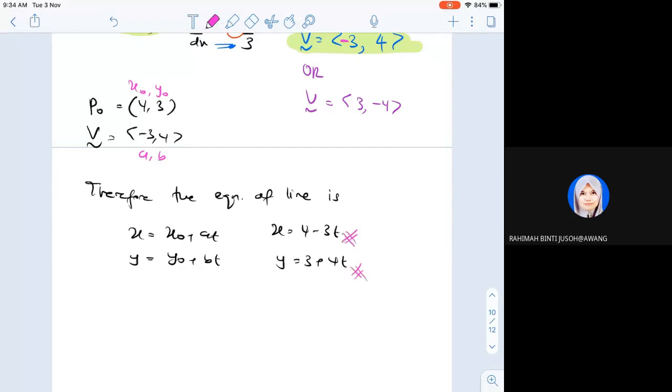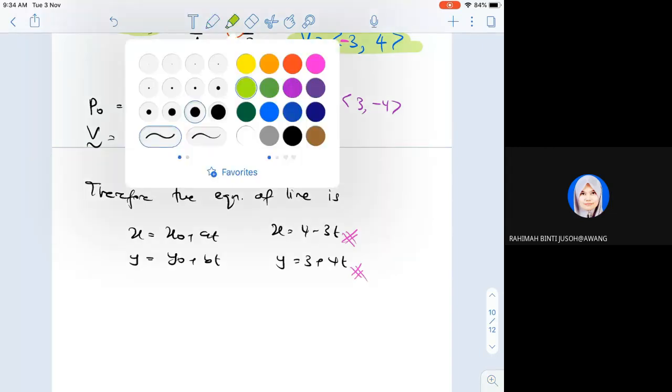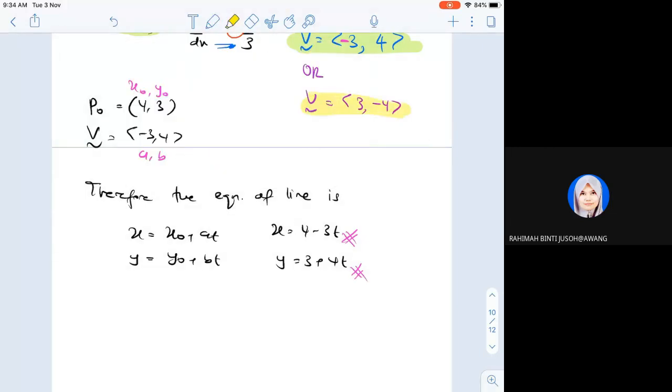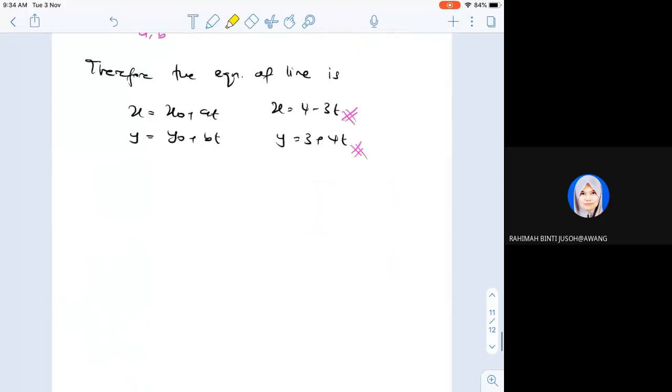If you choose the second one, your answer will be different. Okay? But it is still correct. Both are correct. Doesn't matter. Okay? You can have upward or downward orientations of the vector. Okay. Next.